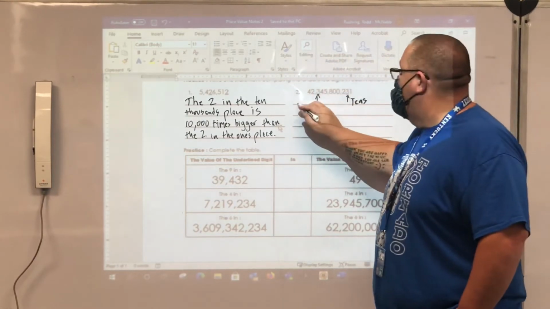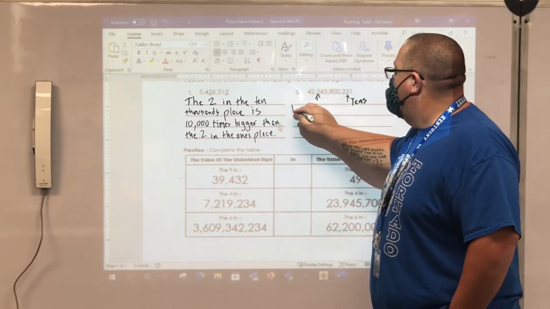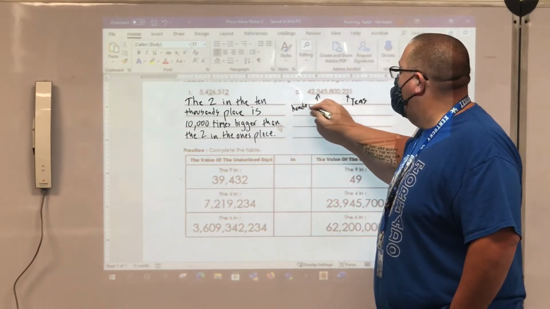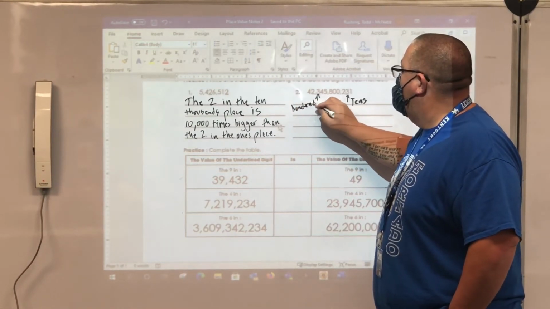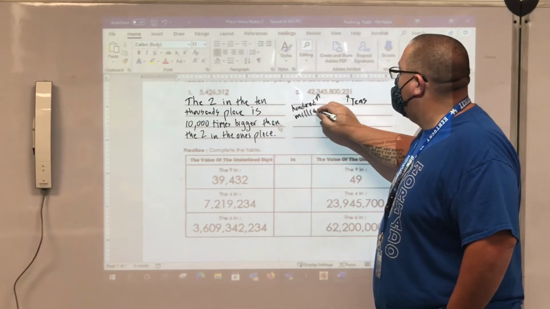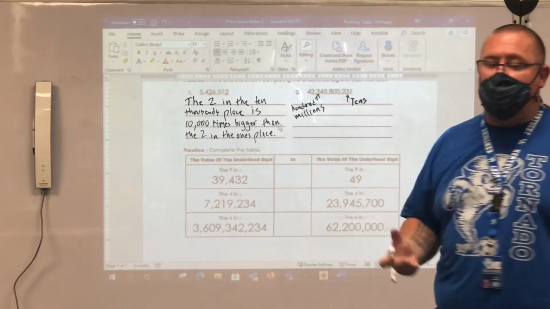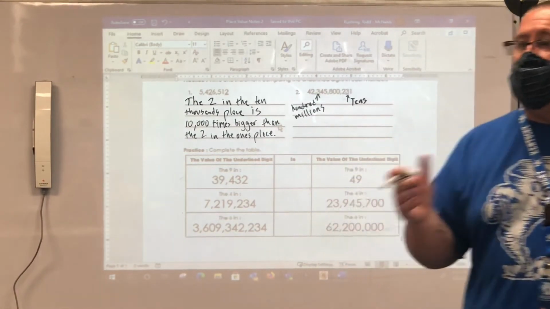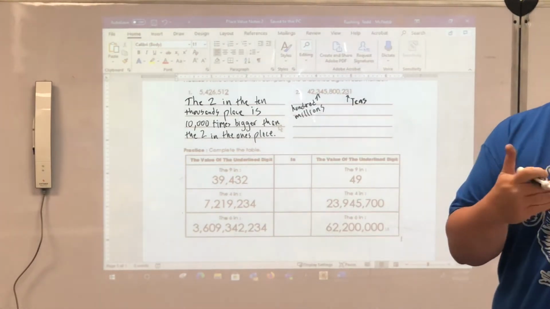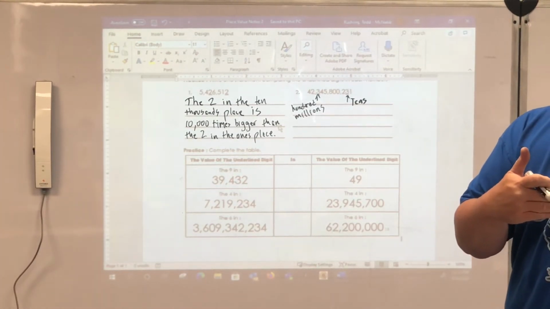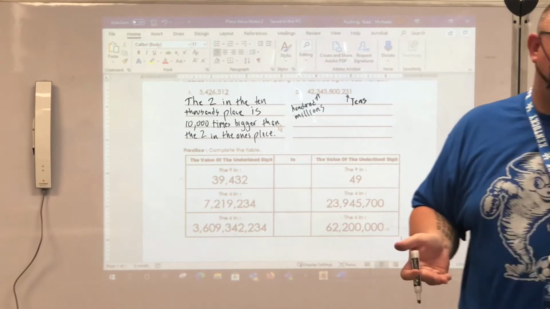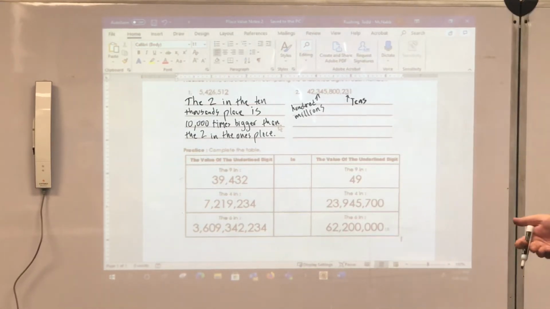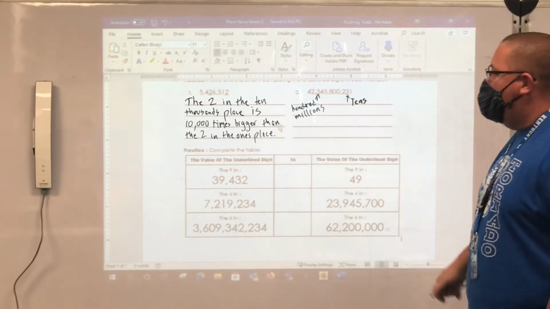So the 3 on the far left is going to be in the 100 millions place. And with this particular example, we're going to make it smaller. We're going to go the opposite direction. Instead of saying that it's bigger, we're going to say that it's smaller, because we're going to have to do both here. We're going to do large and small. So we have the tens place and the 100 millions place.